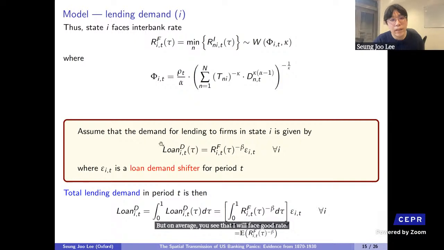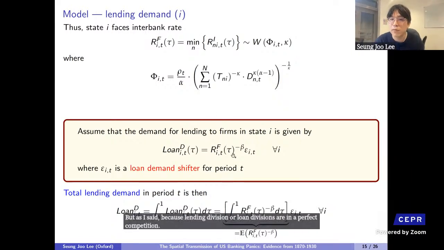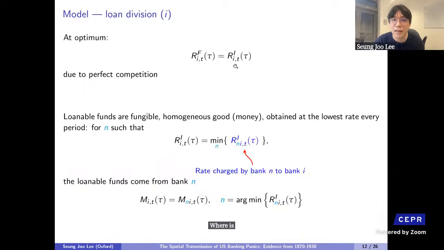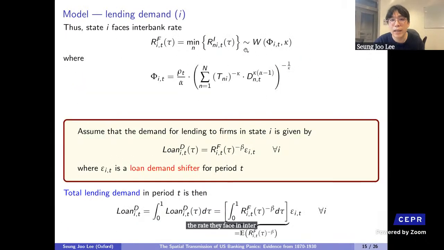Okay, and then the last step in the theory is that we assume that the demand for lending to firms in state I is given by a decreasing function with constant elasticity. So loan demand from firms in state I is a decreasing function of the rate they face. But as I said, because the lending divisions or loan divisions are in perfect competition, the rate they charge to firms is equal to the rate they face in the interbank market. That's why I put F here instead of I, because they are the same. And also there is some loan demand shifter, which is a kind of state-specific shock.